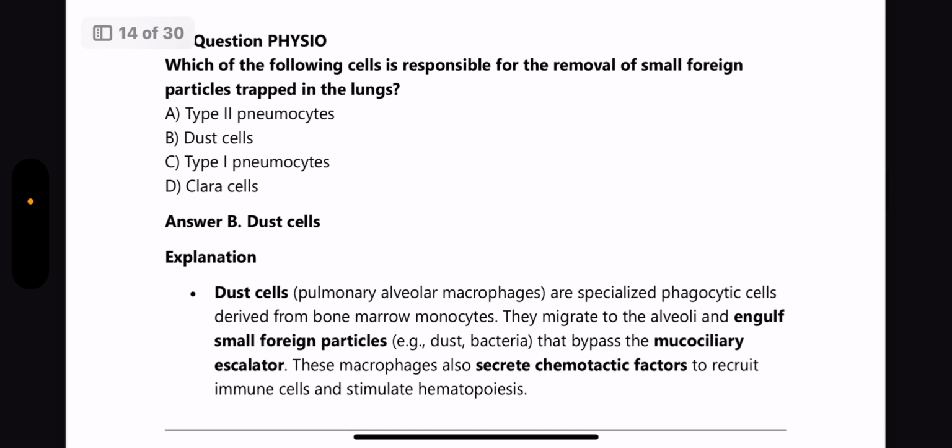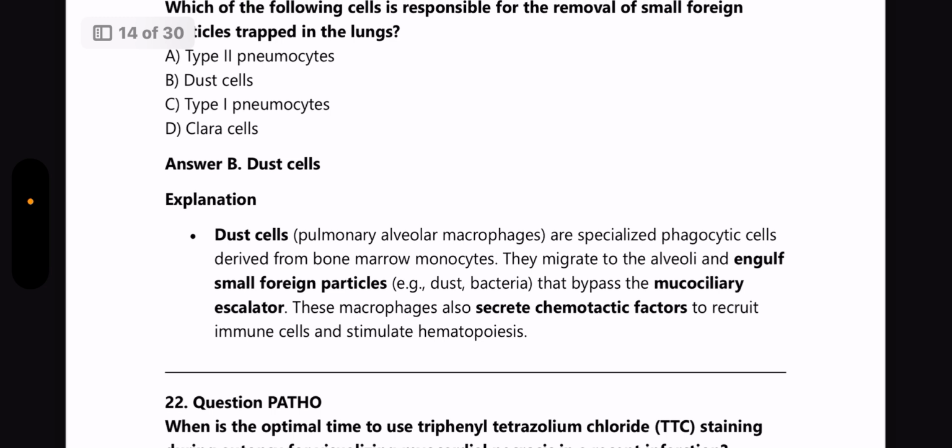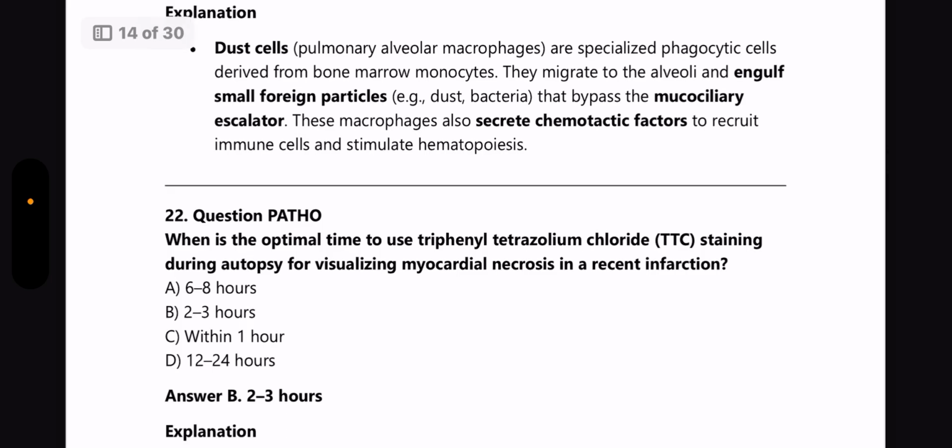So next question from Physio. Which of the following cells is responsible for the removal of small foreign body particles trapped in the lungs? Answer is dust cells. They are specialized phagocytic cells derived from the bone marrow monocytes. They migrate to the alveoli and engulf small foreign particles that bypass the mucociliary escalator. These macrophages also secrete chemotactic factors to recruit immune cells and stimulate hematopoiesis.